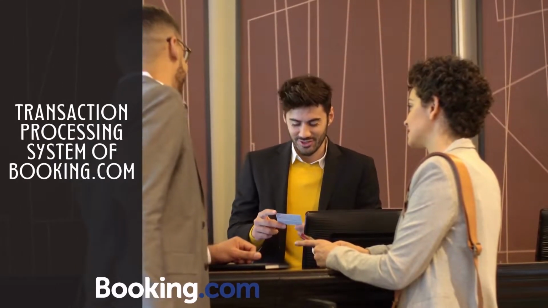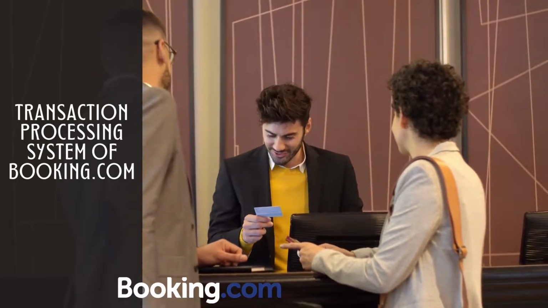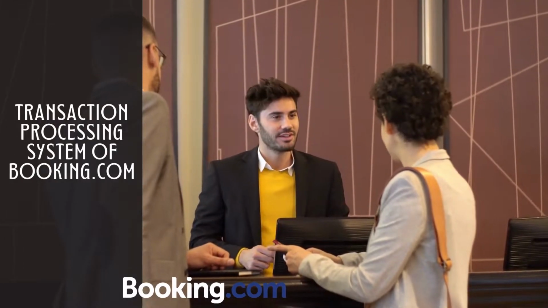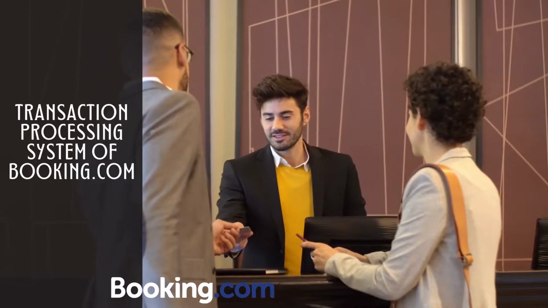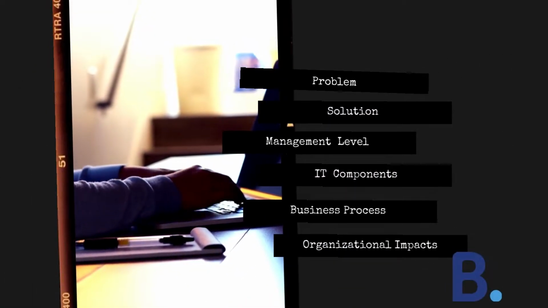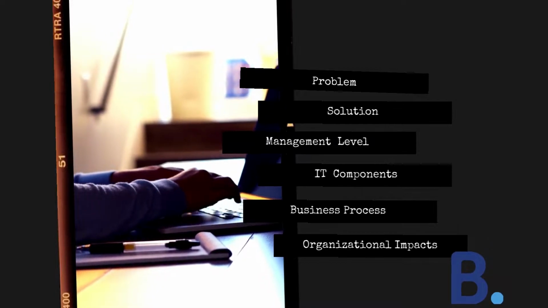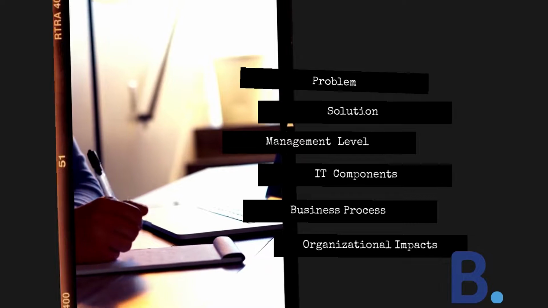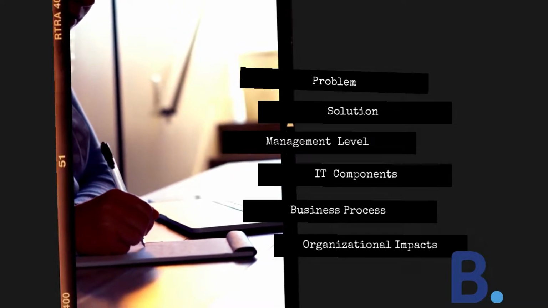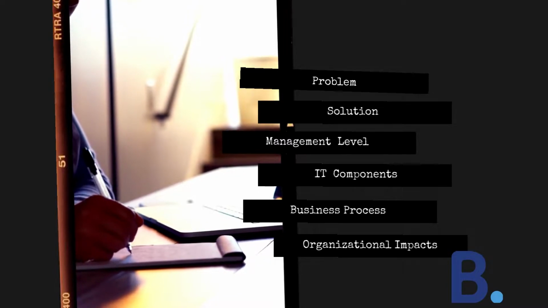The global economy is no longer operating as usual. The global business environment is being transformed by information systems and technologies. In this video, we will talk about Booking.com and how they use a transaction processing system to solve problems, including management level, IT components, business process, and finally, the impacts of the transaction processing system on Booking.com.